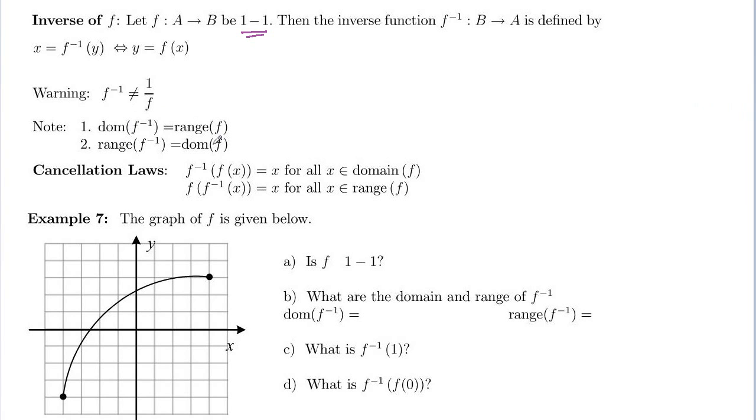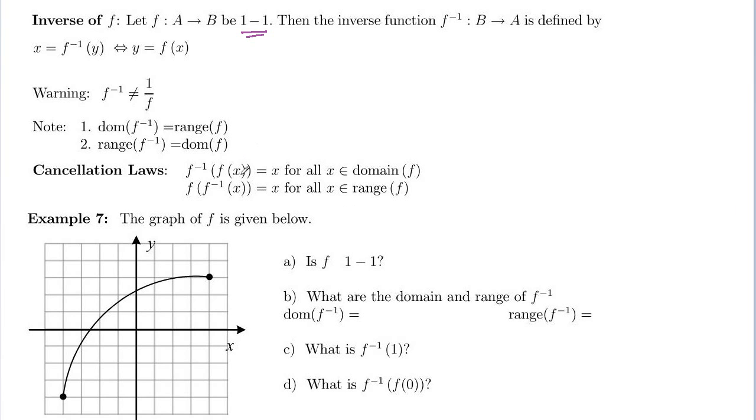And then also we have the cancellation laws when you have an inverse function. So the idea again is that inverses undo each other, they're opposites. And that's written like this. f inverse of f of x will give you x for everything that's in the domain of f. And f of f inverse of x will give you x for everything in the range of f.